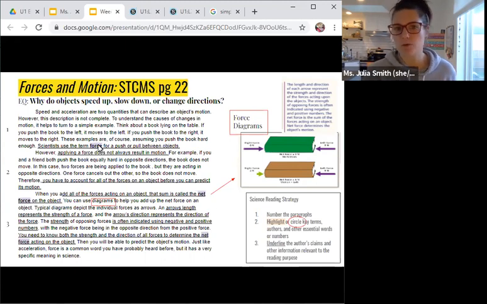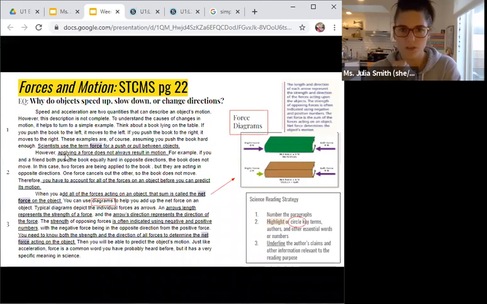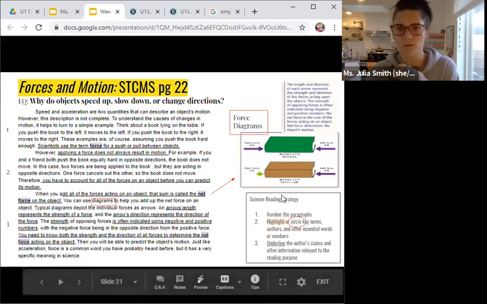Force is a term you are probably familiar with, so I'm not going to spend a ton of time talking about it, but I will point out that the textbook defines force as a push or pull between objects. And then the other thing I'd like to point out is that applying force on an object does not always result in motion. You have to account for all of the forces acting on an object before you can predict its motion. And so one way that we can show this is using force diagrams.